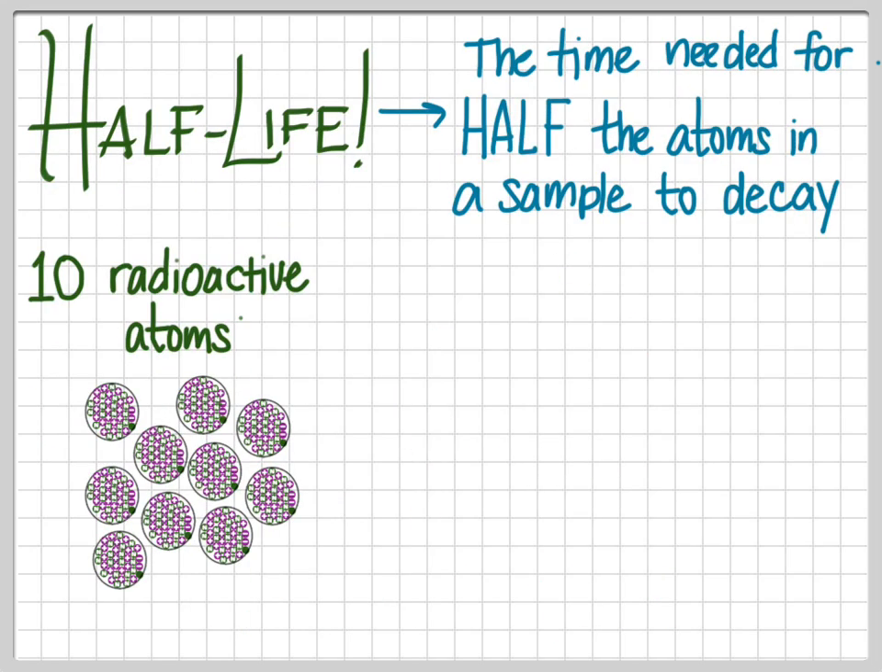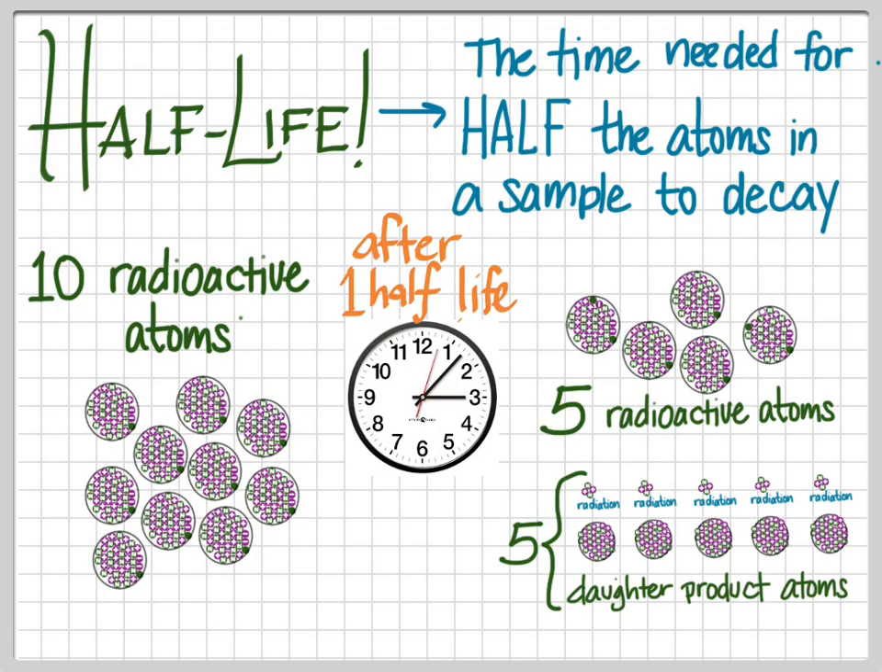We can't predict when any individual atom is going to decay, but what we can measure is the time needed for half of the atoms in a sample to decay. That's the half-life. If we started off with 10 radioactive atoms of some radioisotope, after one half-life, we would have 5 radioactive atoms left and 5 daughter products and bits of radiation that were emitted. That's what happens after one half-life.